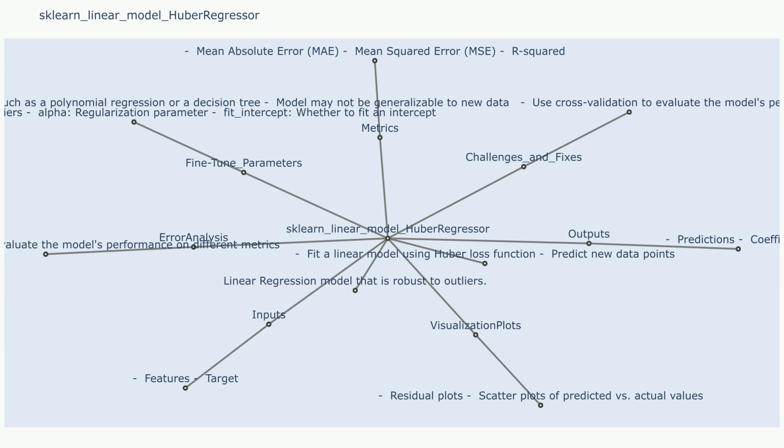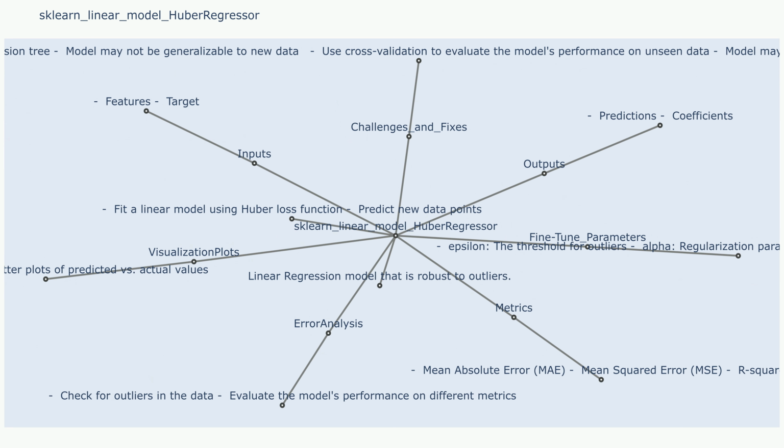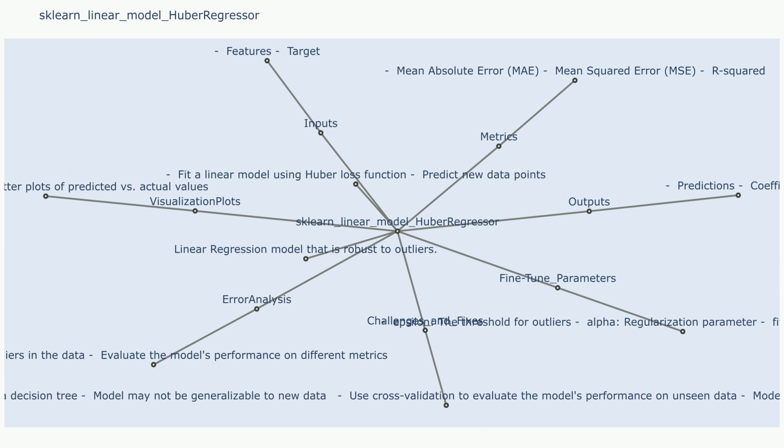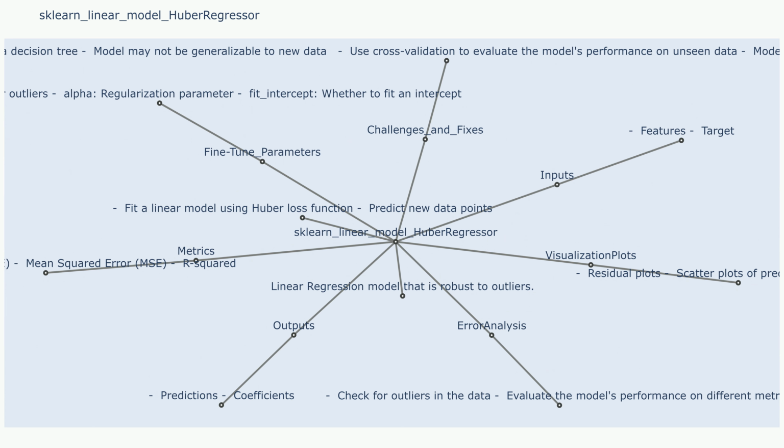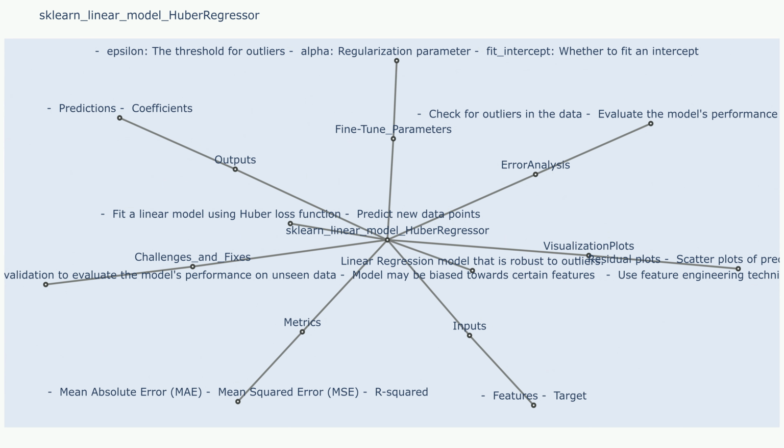Steps. The Huber regressor uses a loss function that is quadratic for small errors and linear for large errors. This means that it penalizes large errors less than least squares regression, making it more robust to outliers. The model fits the data by minimizing the Huber loss function using an iterative algorithm. Metrics. Mean squared error, MSE, the average squared difference between the predicted values and the true values. Mean absolute error, MAE, the average absolute difference between the predicted values and the true values.